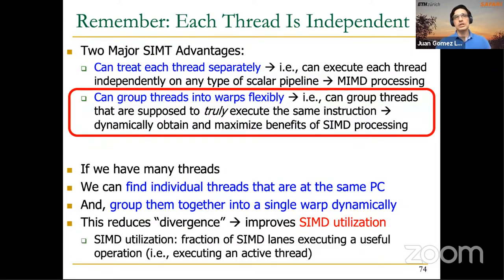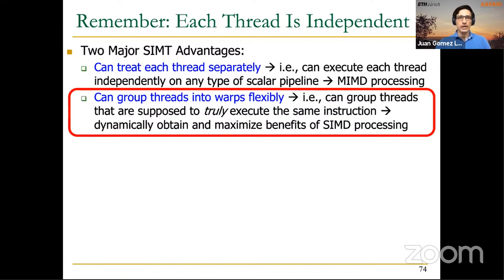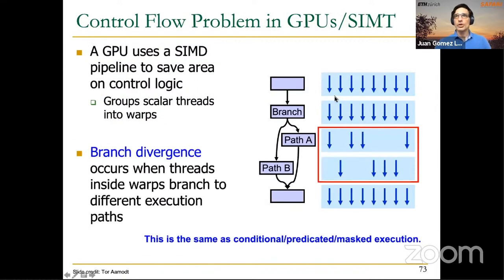We call SIMD utilization the fraction of SIMD lanes executing a useful operation. So if we go back to this example, we see that here, the SIMD utilization is 100% because all threads are active, but here, SIMD utilization is only 50% because only half of the threads are active in this particular path. So in the end, what we want to do is maximize this SIMD utilization, because this is the way of improving the performance of our programs on the GPU.